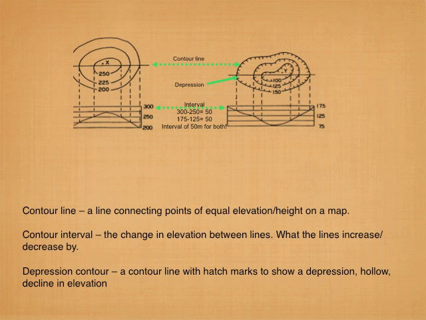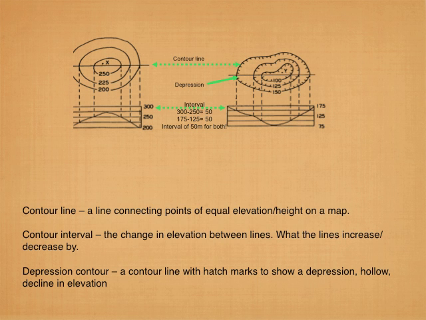Which takes us to contour interval. Contour interval is the change in elevation between the lines. So this is what each of the lines count by, or what they go up by. In the hill, it goes by 25. So 200 is the first line marked, and then it goes up 25 more meters, and they mark another line. They go up 25 more meters, and then they mark another line.